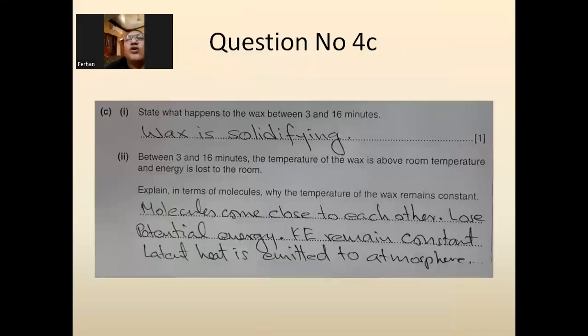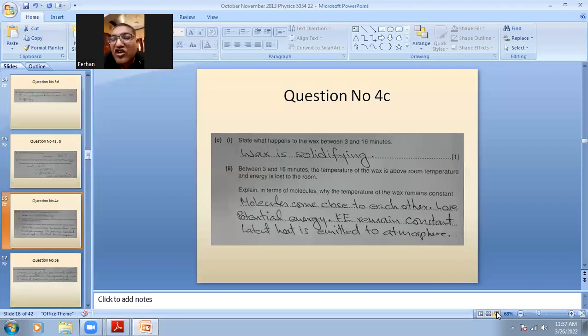Okay, so C first part, wax is solidifying, and C second part, molecules come close to each other, lose potential energy. Kinetic energy of the molecules remains constant. Latent heat, specific latent heat, is emitted to the atmosphere. So the heat is lost, but the temperature does not change because the kinetic energy of the molecules is constant, it's not changing. So we are done with question number 4.